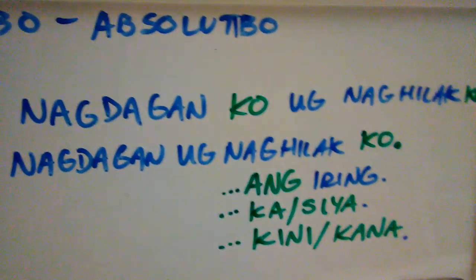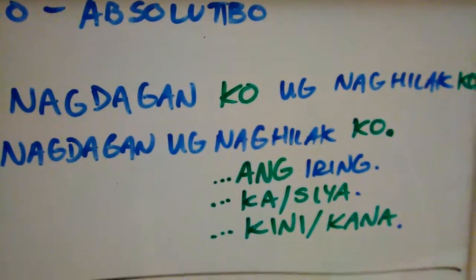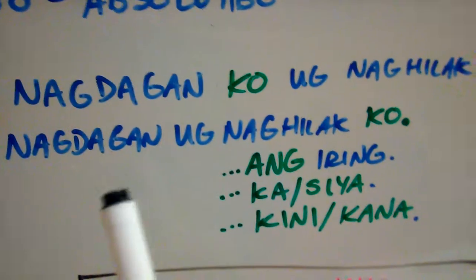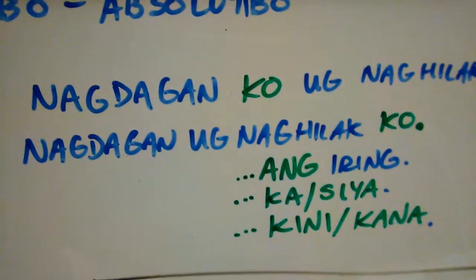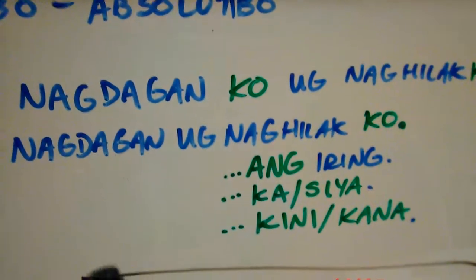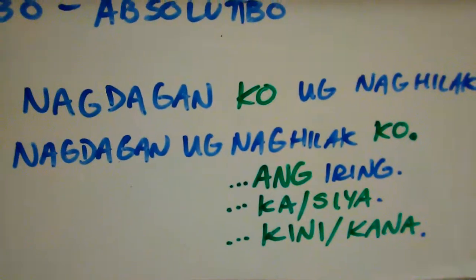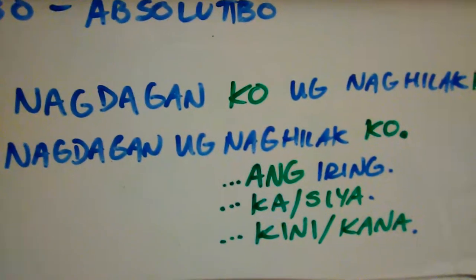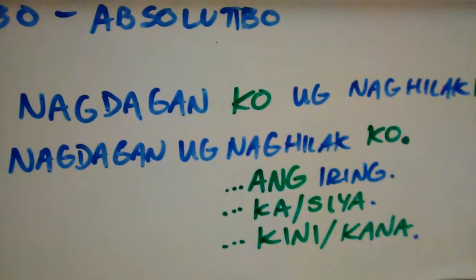Which, I mean, you can say is really long and repetitive, but you can shorten it. So that's what I did in this next sentence. Nagdagan ug naghilak ko. I ran and cried, right? Which sounds a lot better, as long as you're consistent with the case, okay? Because the case can change, and that's what I wrote in green. Depending on what case you're talking about, you have to be consistent with the case.